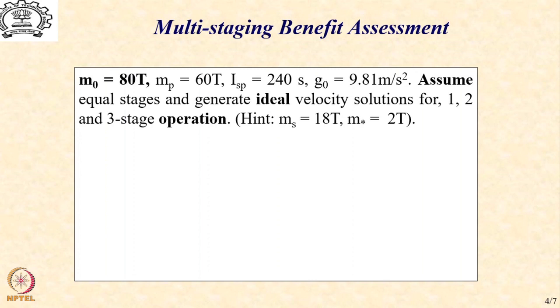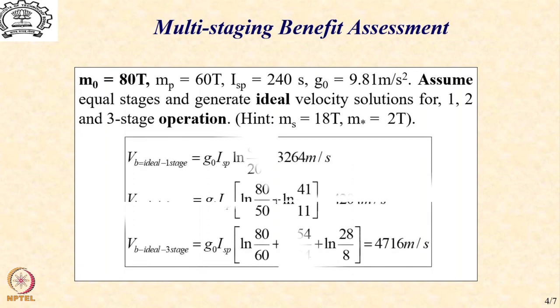And let us now use the simplified ideal burnout velocity expression just to understand how it gets impacted by performing this particular split. So let us first look at the first stage or one stage operation. In one stage operation, I am burning all the 60 tons in single shot, so that at the end all the 18 tons of inert mass is attached to the 2 tons of payload mass. And we have already seen that we get 3264 meters per second velocity.